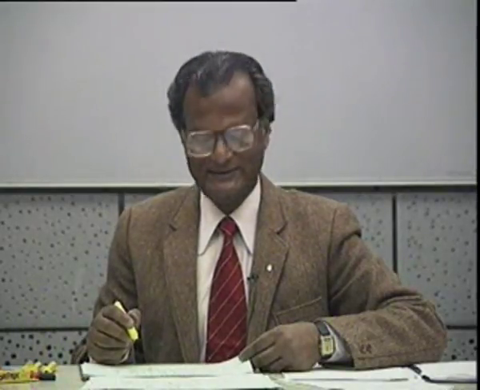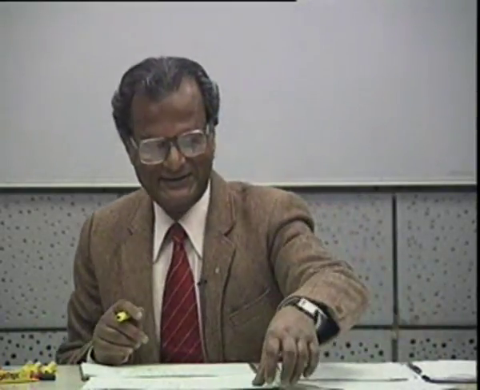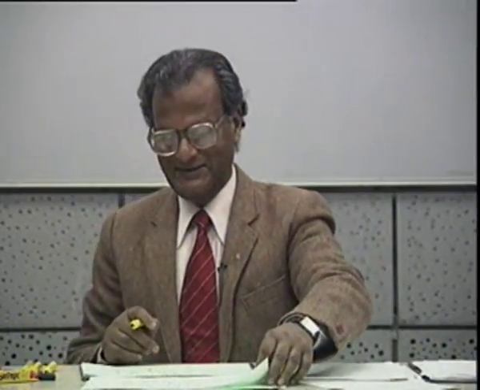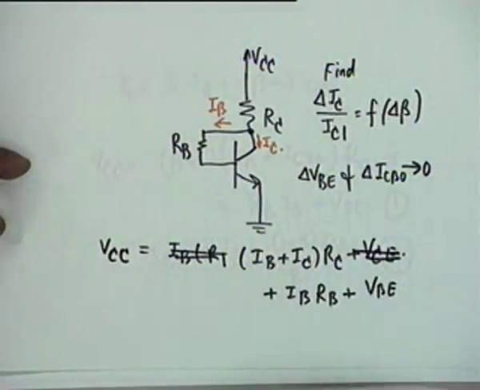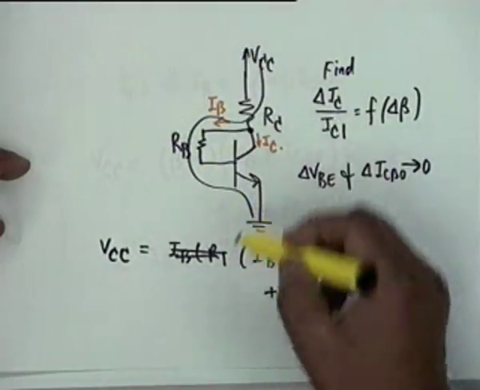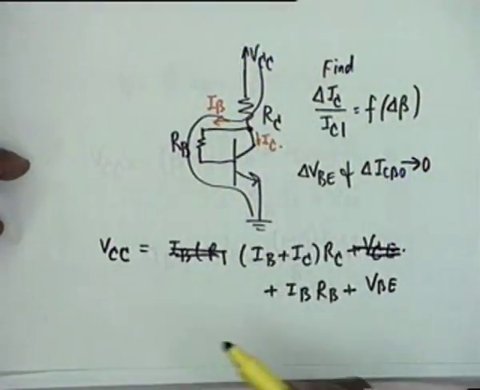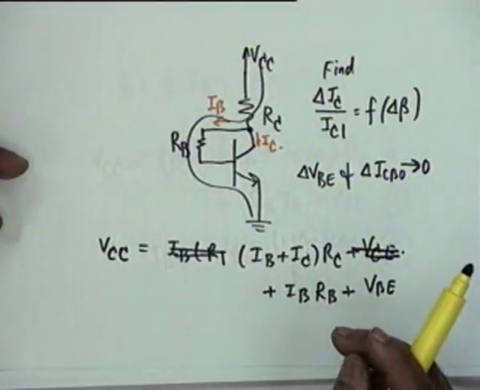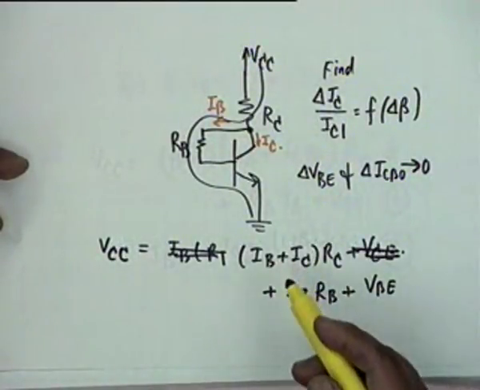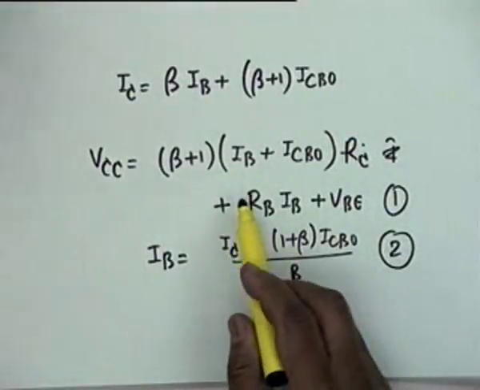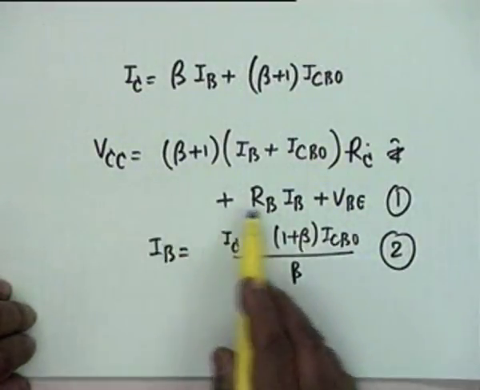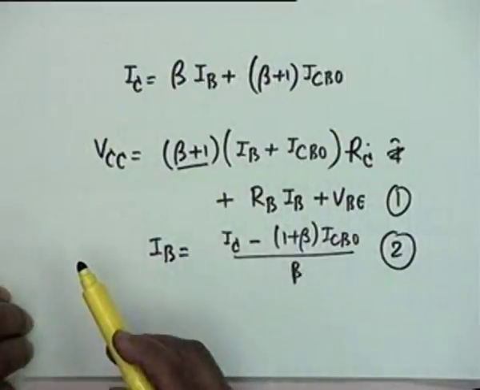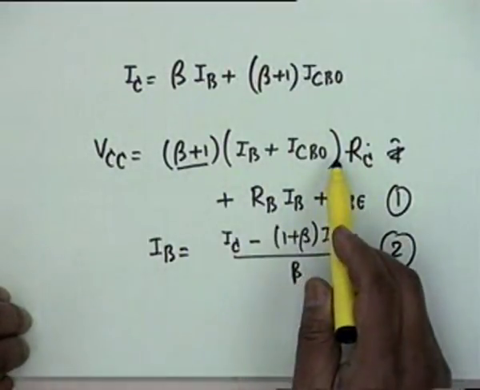Alright? Have I gone too fast on this? Yes, sir. Oh, I did. What I did was, I didn't write a KVL around this loop. I wrote a KVL like this. Alright? And in this I substituted I sub C equal to beta IB plus beta plus 1 ICBO. That's what I did. Then the expression becomes this. Interesting expression, because beta plus 1 comes as a factor of IB as well as ICBO.